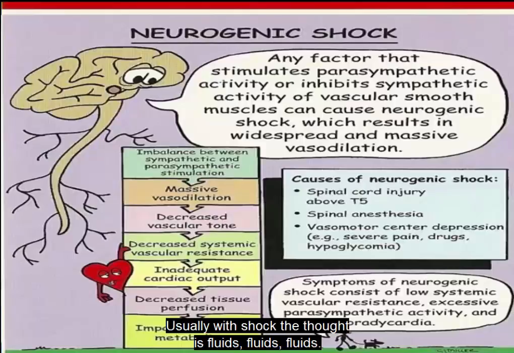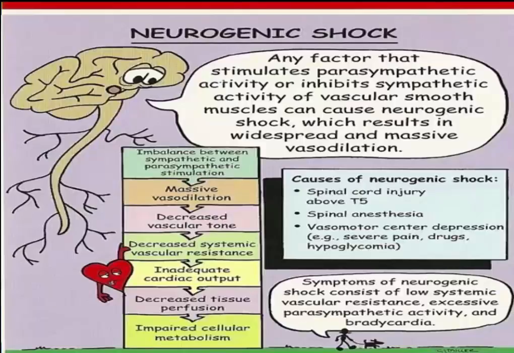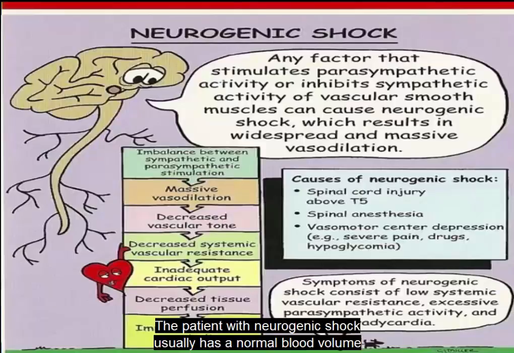Usually with shock, the thought is fluids, fluids, fluids. The patient with neurogenic shock usually has a normal blood volume, and it's important not to volume overload a patient. Lactated Ringer solution is used cautiously in all shock situations because a failing liver cannot convert the lactate to bicarbonate.